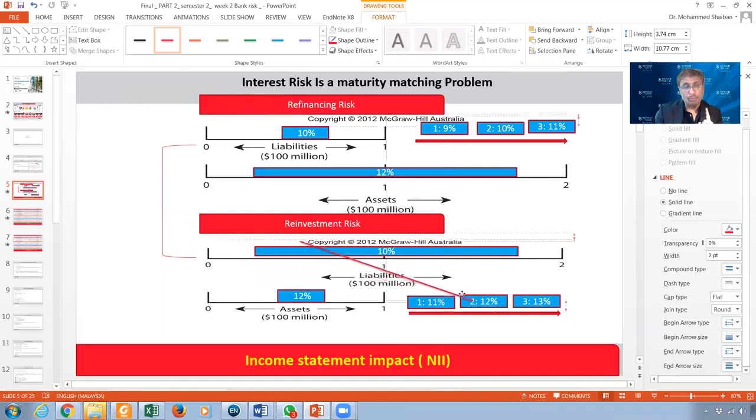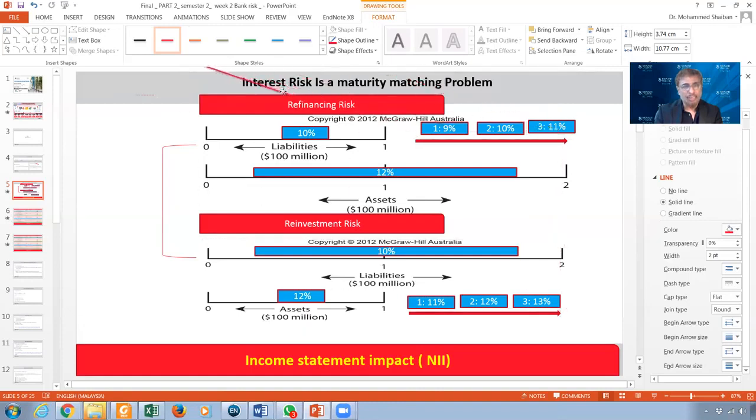Here also, maybe it's 12%, there is no difference, or maybe it is 13%. If it is 13%, I'm so happy because now I'm making 3% more, which means there is no risk here. There is no risk here, the risk is here. Similarly, likewise, there is no risk here, but there is a risk here. So please understand this issue.